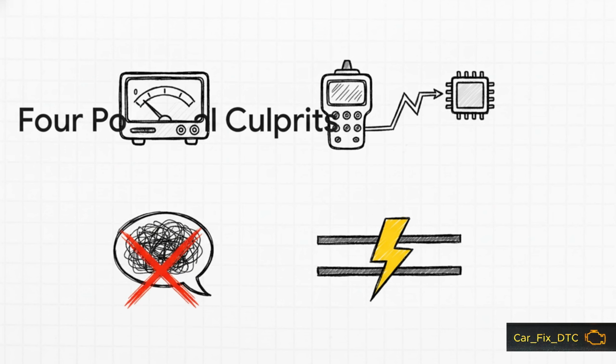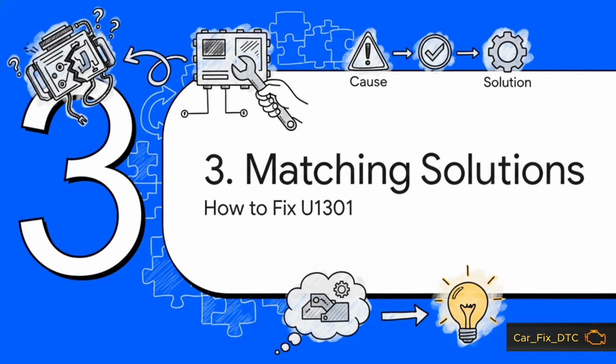First, could it be a problem with the electrical voltage on the line itself? Or, and this happens, could your own diagnostic scan tool be causing the issue when you plug it in? Third, are the messages just not being sent because a computer module has gone completely offline? Or 4, is there a physical short in the wiring somewhere creating total chaos? Knowing the potential causes is half the battle, for sure.